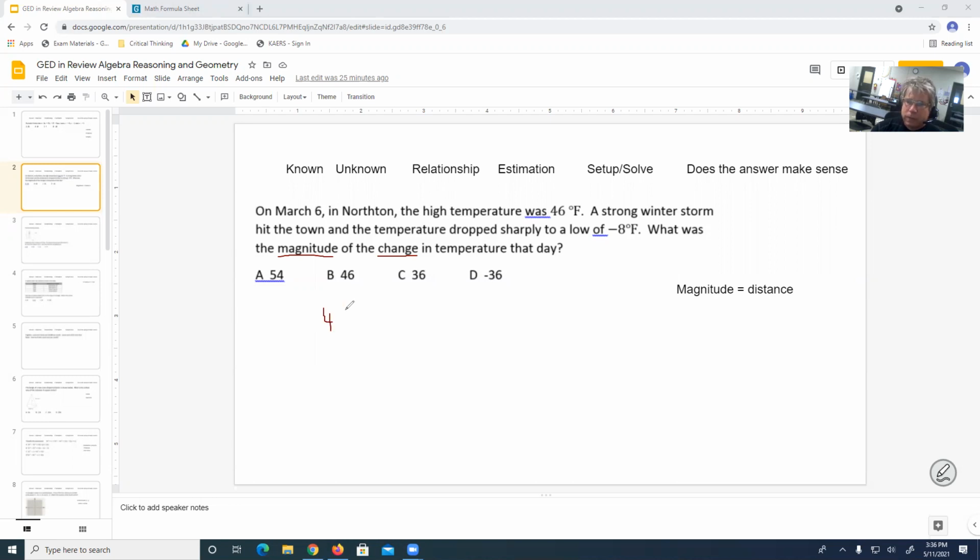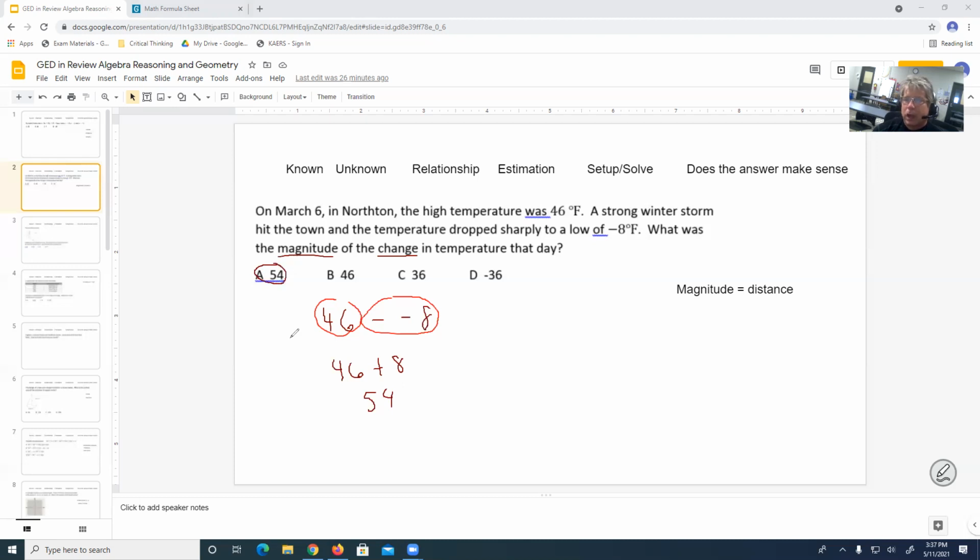So 46 take away a -8. So again, in subtraction, we can also see this as a 46. And if you circle the subtraction sign with it, we kind of see that this is really the same thing as 46 plus 8. 46 plus 8 would be then 54. So that would give us then this answer here.